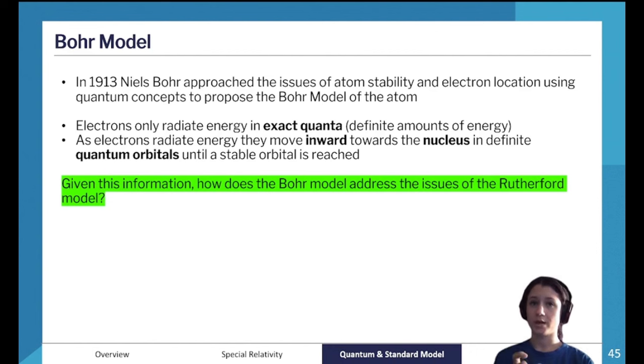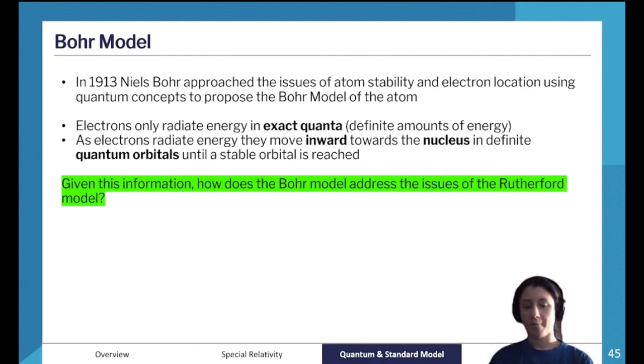So he also said that as the electrons radiate energy, they move inwards towards the nucleus in definite quantum orbitals. So the electrons are not just moving about wherever they want, they are in definite orbitals, and they do not exist in between those orbitals, all right? And they keep moving down towards the nucleus until they've reached a stable orbit. So have a quick think about how this addresses the issues in the Rutherford model.